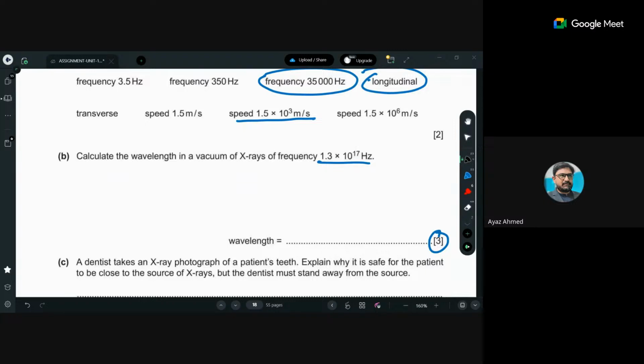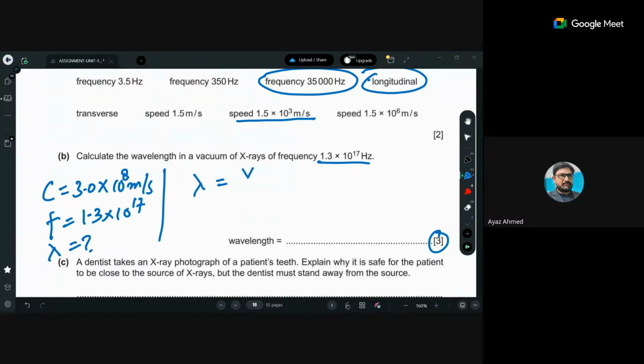It has something to do with the vacuum, does it? In a vacuum, X-rays are there, so the speed of X-rays is the same as the speed of light. You will simply say it is 3.0 into 10 raised to power 8 meters per second, and you have frequency 1.3 into 10 raised to power 17 hertz. Now lambda is very easy to calculate. Lambda equals v upon f, so 3.0 into 10 raised to power 8 divided by 1.3 into 10 raised to power 17.